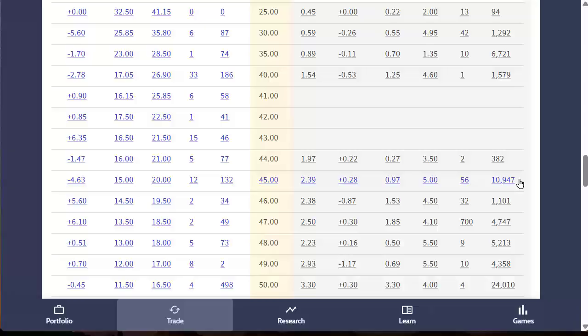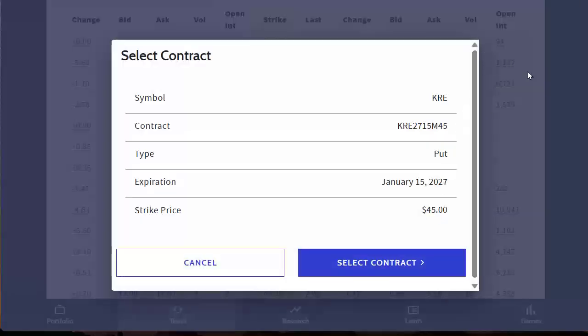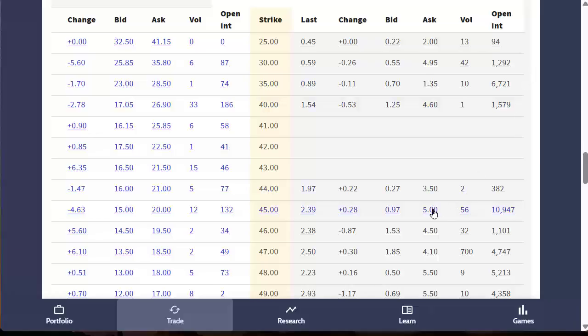Okay. And if we look closely, it says volume. That's how many of these bets were made yesterday. So 56 were made yesterday. There's some people that want to sell these bets. They don't want to be in the bet anymore. They want to sell them for $5. There's some people that want to buy the bets, 97 cents. But this is from yesterday, so those numbers are not really real. The last bet that was made was $2.39 per share of KRE.